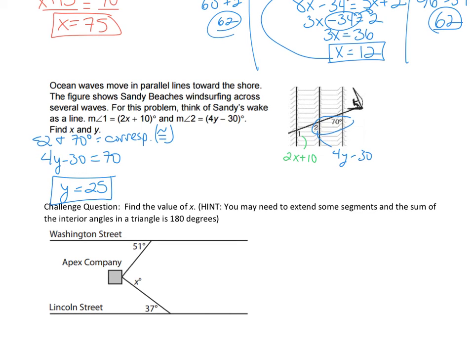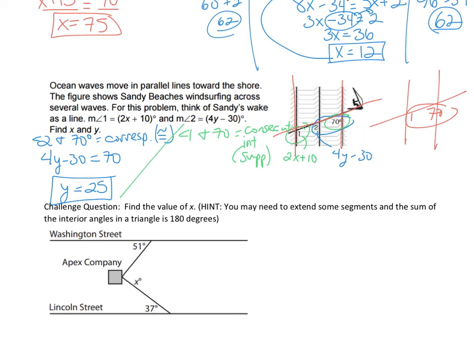Now if we do the same thing for the ones in green, so our angle 1 and our 70 degrees, sometimes it helps to redraw the lines, just the lines that you need, and those are on the same side and they're on the inside or between our two lines. This would be our consecutive interior, and those would be supplementary to each other. Our equation then should be 2x plus 10 plus 70 equals 180 degrees. So when we solve for x, you should end up with x equals 50.